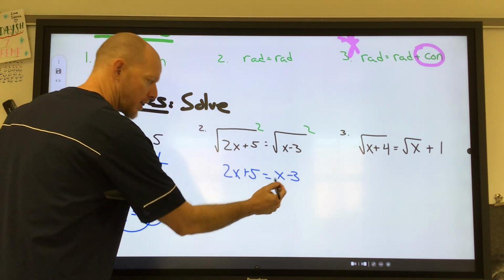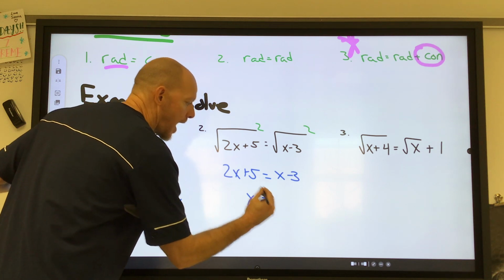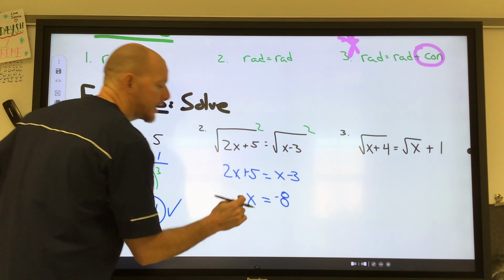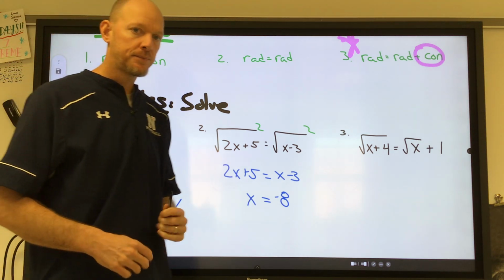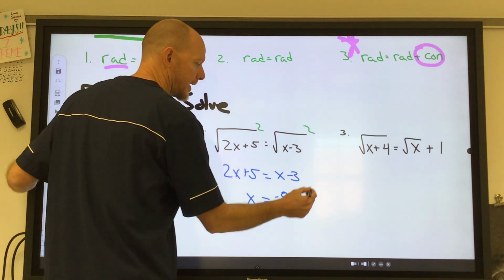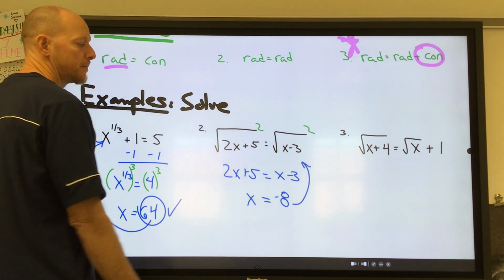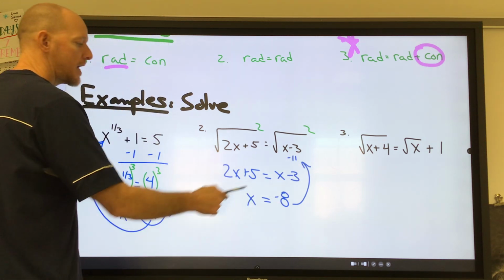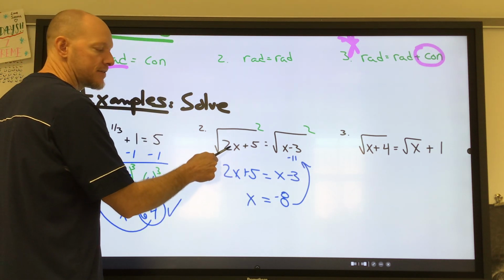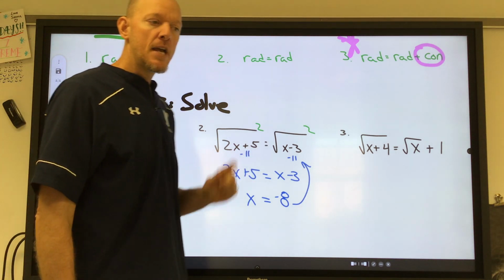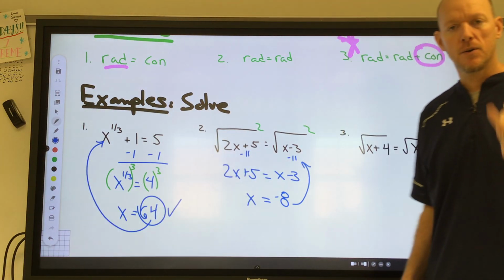From here, I'm going to subtract an x from both sides, and subtract 5 from both sides, and I get x equals -8. Now, one of the things we talked about is that we want to check that answer. If you see -8 minus 3 is -11. And if we put -8 in here, this gives us -16 plus 5, which is also -11. So at first, that seems like it's the right answer.